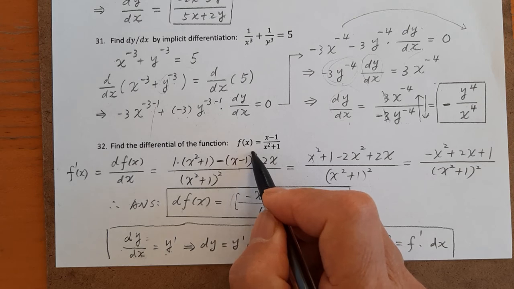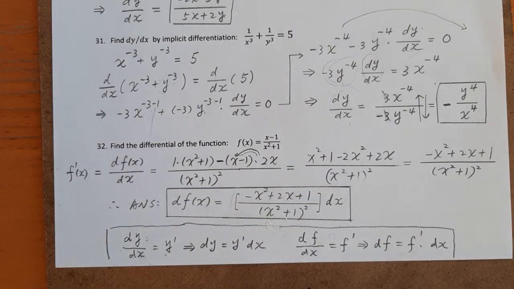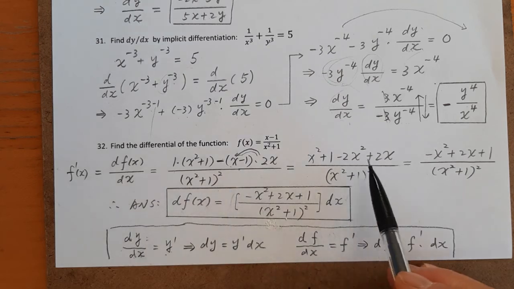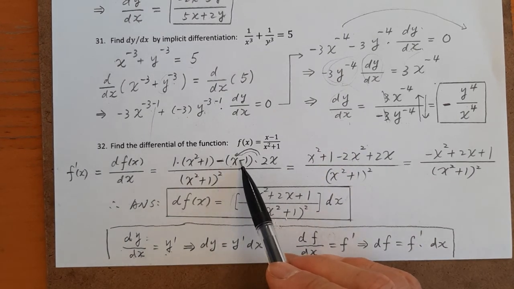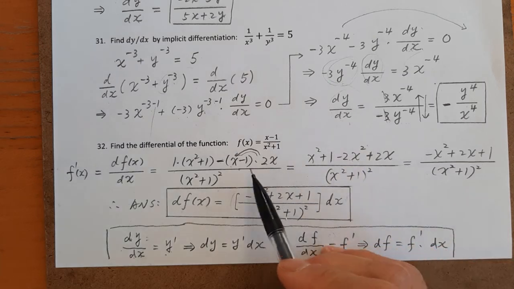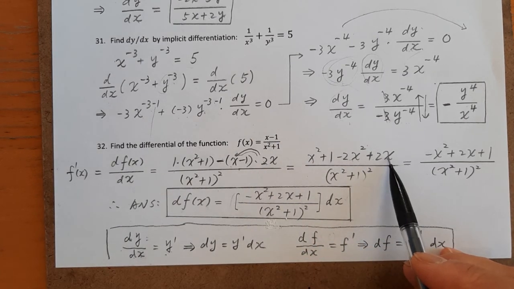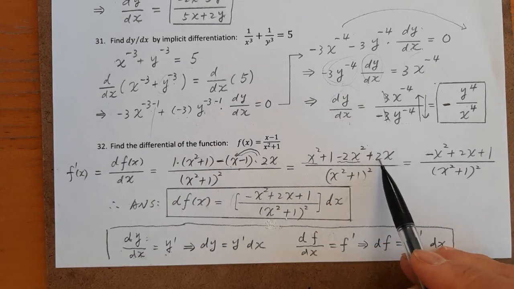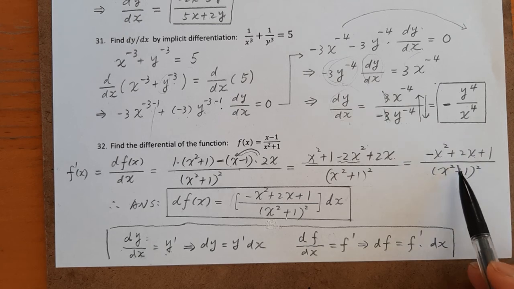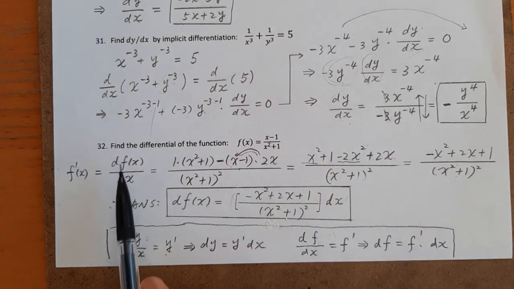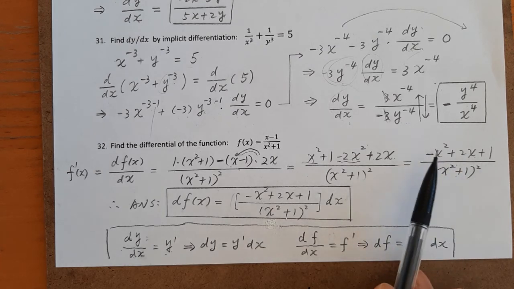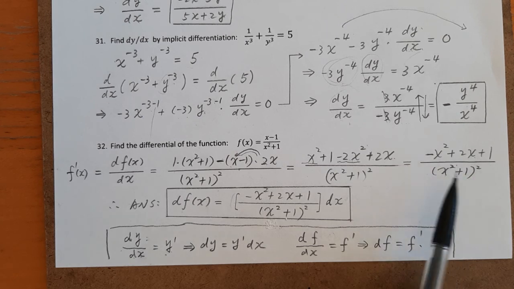Then distribute and remove the parentheses. First of all is x squared plus 1, and minus 2x times x is minus 2x squared. Minus minus becomes plus. Then 2x times 1 is 2x. Combine like terms: x squared minus 2x squared is negative x squared, plus 2x plus 1, over x squared plus 1 squared. So we take the derivative of this function using the quotient rule and the power rule, and we got this.